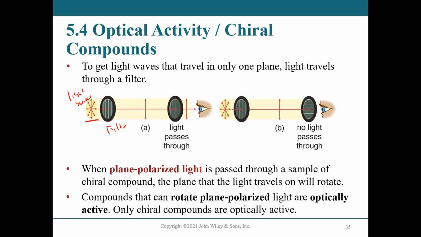So when plane polarized light is passed through a sample of a chiral compound, the plane that light travels on will rotate. So compounds that can rotate plane polarized light are optically active. Only chiral compounds are optically active. So that means if it was an enantiomer, it wouldn't be optically active. It would just be dark.